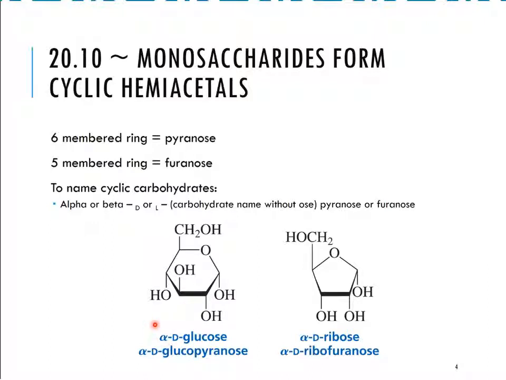But for this ring, we used D-glucose, and it's in the alpha position because our alcohol is pointing down, and it's a 6-membered ring, so it's a pyranose. So when we put all that information together, we get alpha-D-glucopyranose. Over here, it's also alpha, it's pointing down. We started with a D-ribose, and it's a 5-membered ring, so it's a furanose ring. And again, we put that all together, we get alpha-D-ribofuranose.